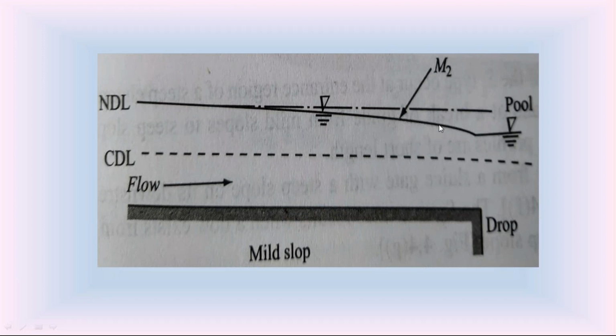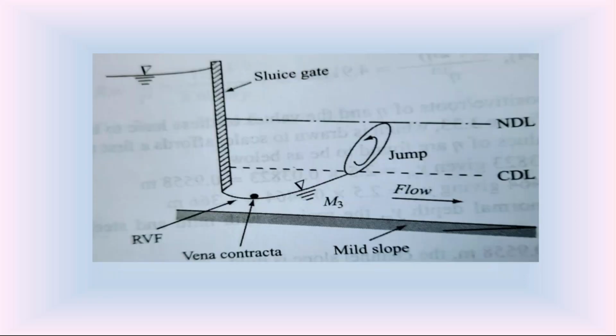It is a falling water surface profile. It is called drawdown curve. Whereas M1 is a rising water surface profile. It is called backwater curve. Check that under water surface profile M3. So this water surface profile M3 is formed when the water is released from this sluice gate.